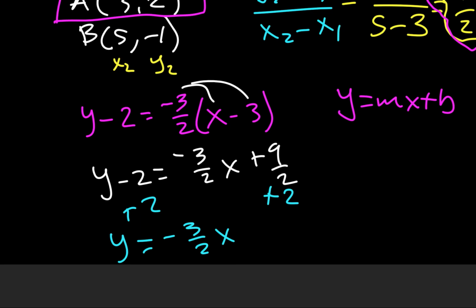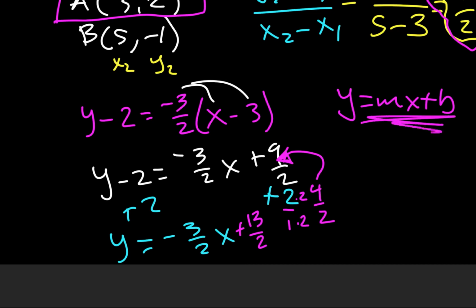This we'll have to think of a little bit different. We're going to think of the 2 as having a 2 on the bottom, so something equivalent would be 4 halves. I just think of this like 2 over 1, multiply the top by 2, multiply the bottom by 2, and I end up with 4 halves. So I want to add that to this, so we have 9 plus 4, which is 13 halves. And that is our y equals mx plus b. That's what they asked us for. And so that is our answer.